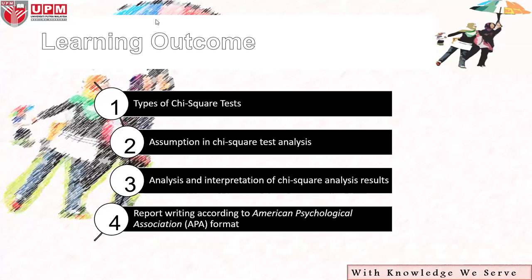Okay, so this is our learning outcome. At the end of the session, you should be able to determine the types of chi-square test, the assumptions related to chi-square analysis, and run the analysis and make the interpretation of chi-square based on the output result. And then prepare the report writing according to the APA style. Okay, so chi-square analysis.